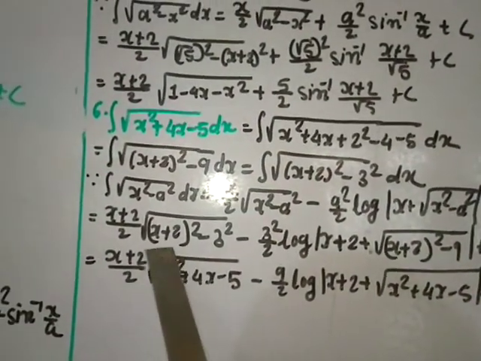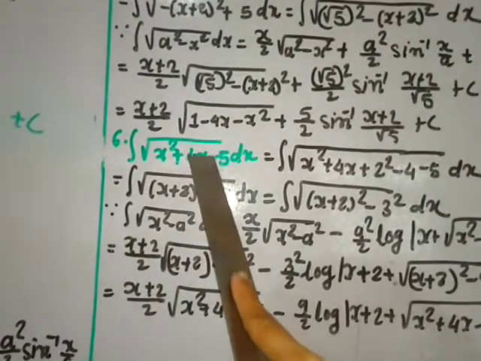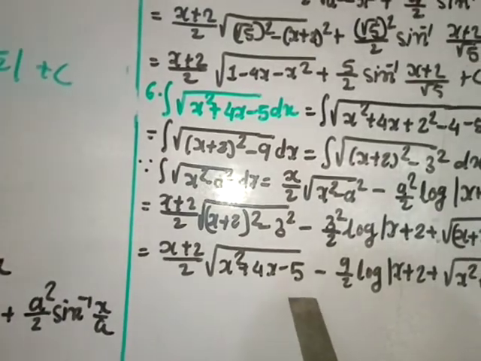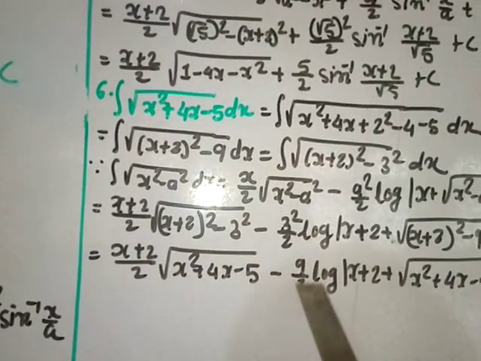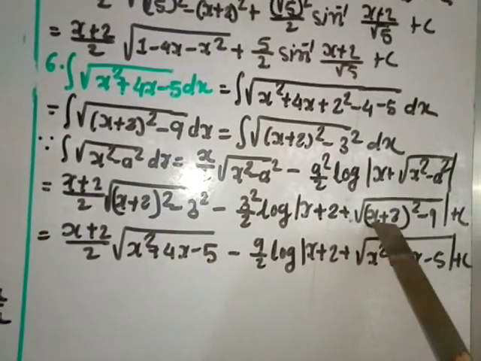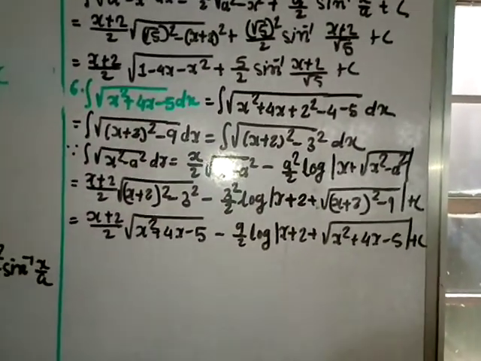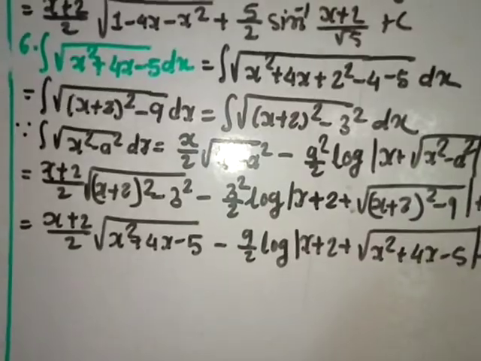And again, this value is simplified from here, so I put back that value. So (x plus 2) by 2 square root of x square plus 4x minus 5, minus 3 square is 9 by 2 log of x plus 2 plus, here also I'll put back the value, square root of x square plus 4x minus 5, plus c. So that is the answer for question number 6.